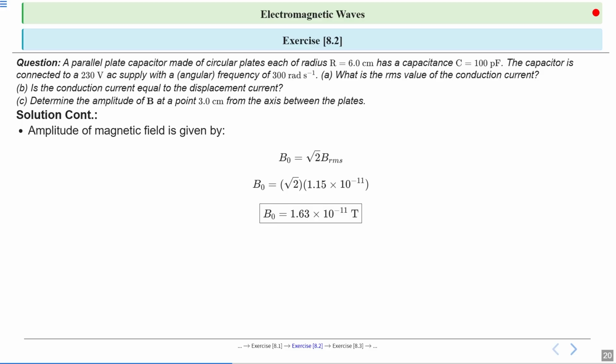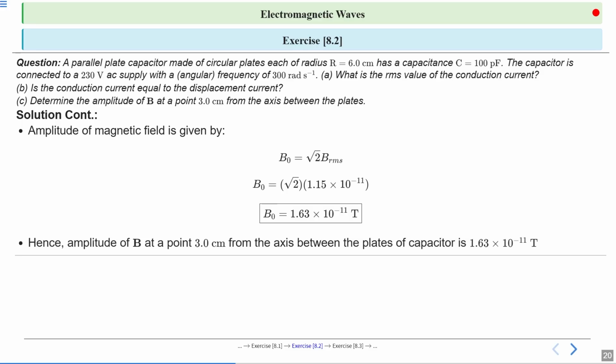This is the amplitude of magnetic field at a point 3 centimeter from the axis of the plates. So the amplitude of B at a point 3 centimeter from the axis between the plates of the capacitor is 1.63 into 10⁻¹¹ Tesla. Okay.